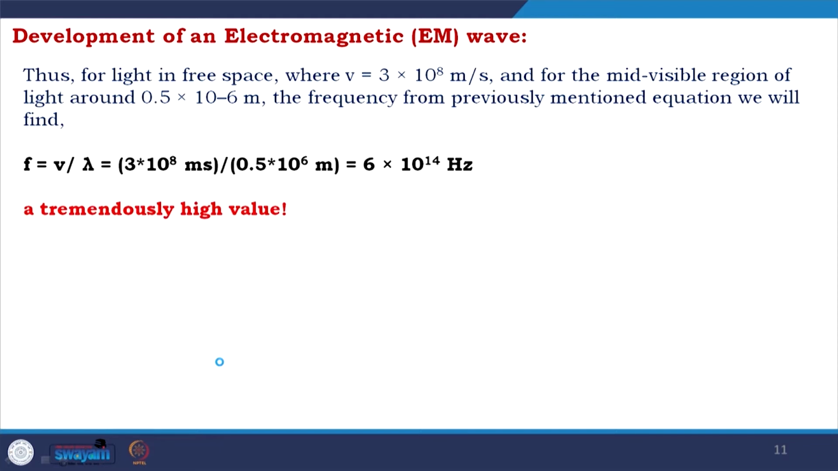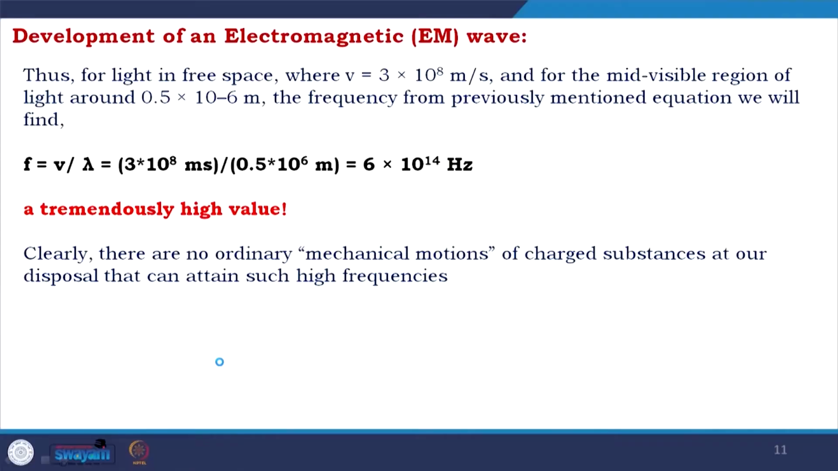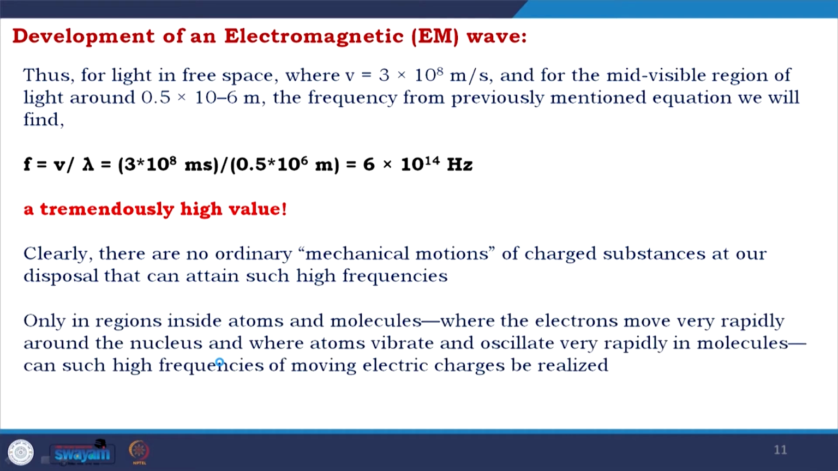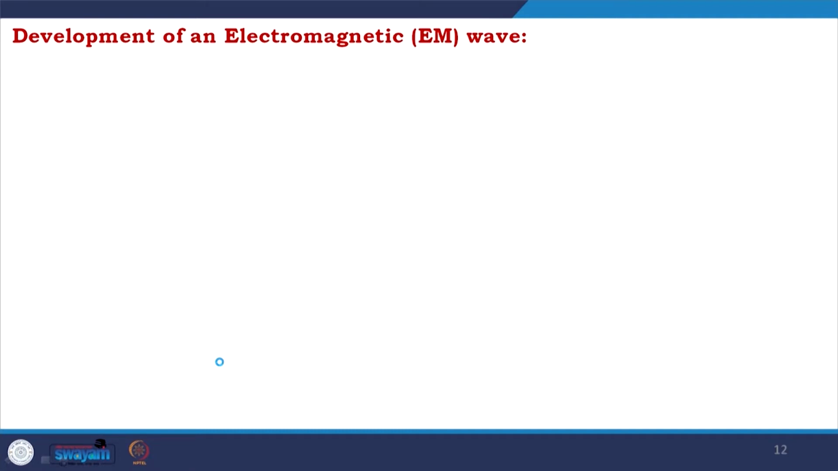So, you can understand this is a tremendously high value. Clearly there is no ordinary mechanical motion of charged substances at our disposal that can attain such high frequency. That is the challenge. Only in regions inside atoms and molecules, where the electrons move very rapidly around the nucleus and where atoms vibrate and oscillate very rapidly in molecules, can such high frequency of moving electric charges be realized.